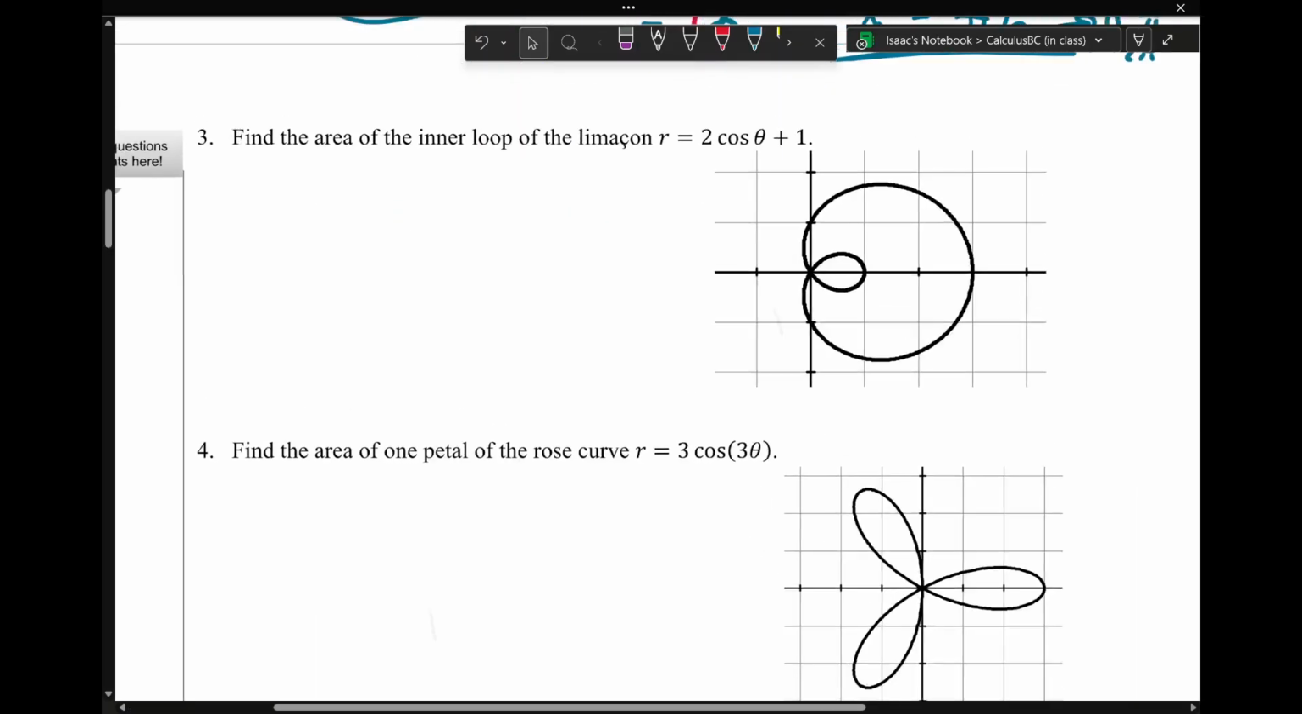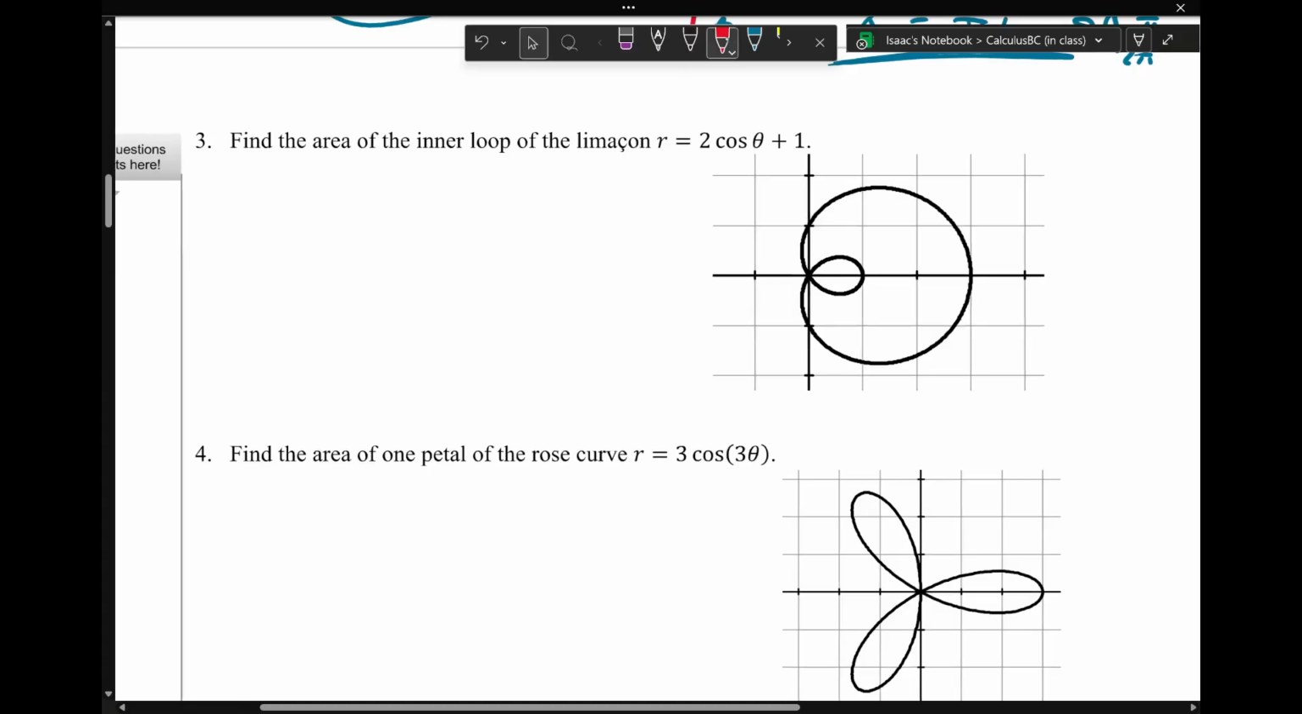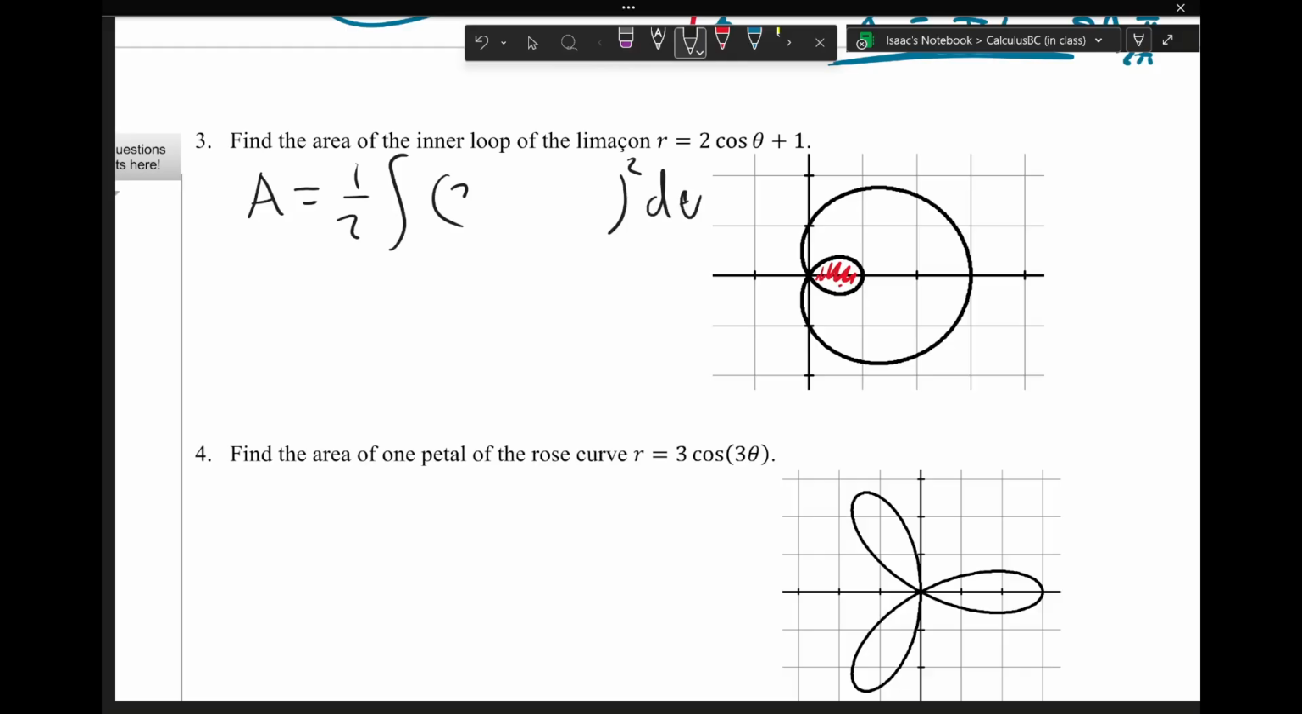This time they give us the graph and they want us to find the area of just this inner loop. So once again, area, polar, 1/2, integrate alpha, beta, r squared d theta. I just did the whole problem except for figuring out the two angles. That's the only real challenge to this. Now, it's a hard challenge though.